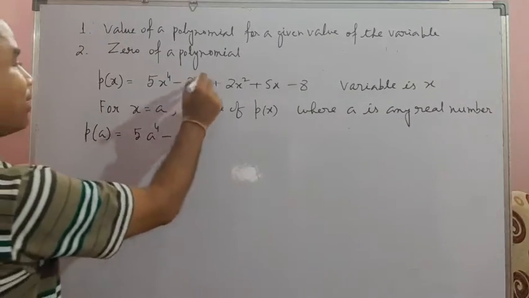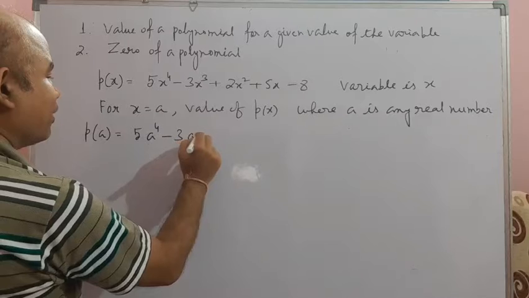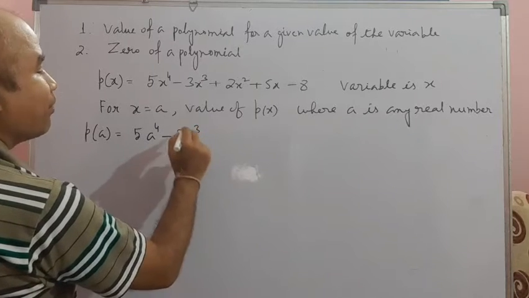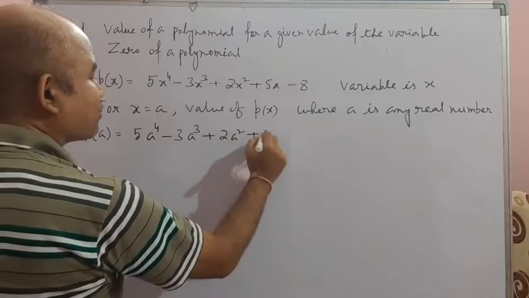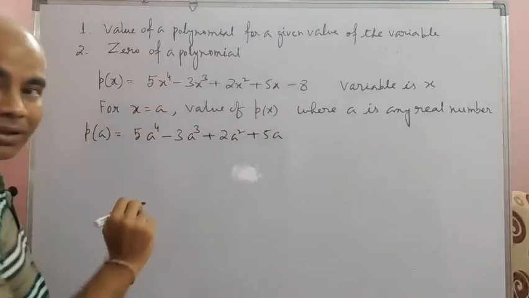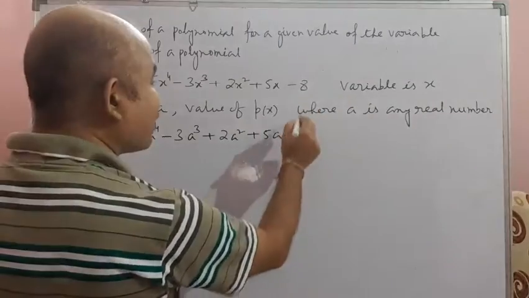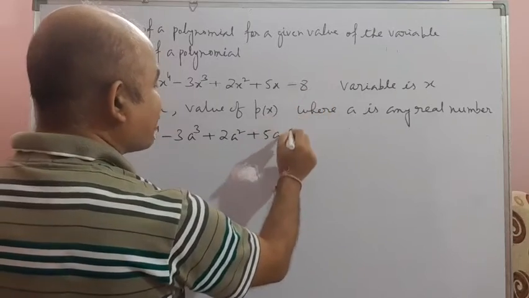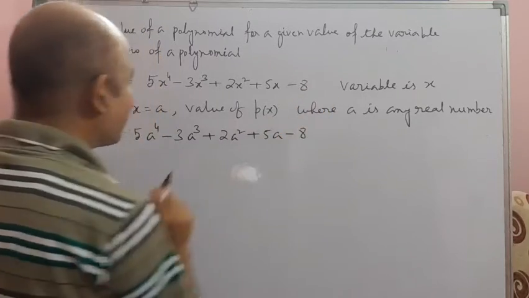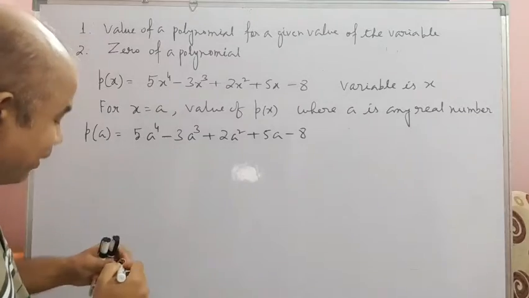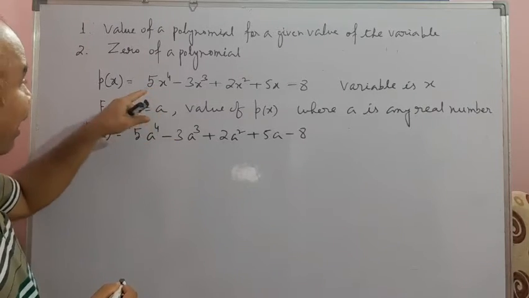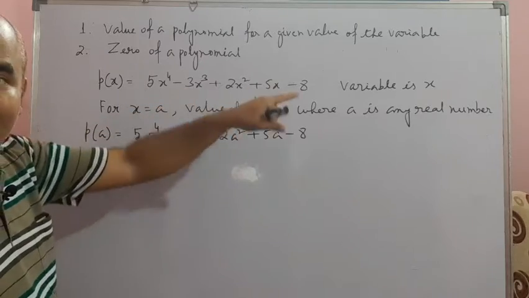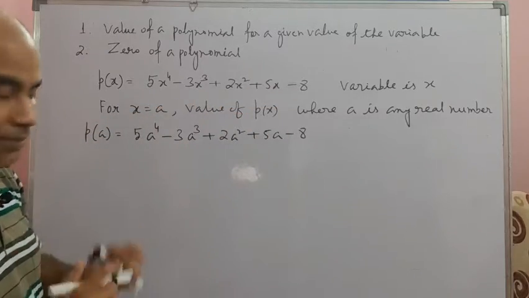Like here, minus 3x cube. Now x is equal to a, so in place of x we write a: minus 3a cube plus 2a square plus 5a. In the last term x is not there, it is a constant term. Actually x to the power 0 is there, so the constant term also remains the same. The simple thing is that in place of the variable you put the value, and the coefficients and the constant term remain as they are.